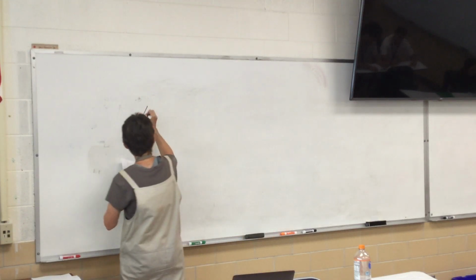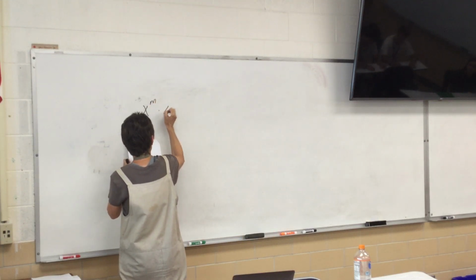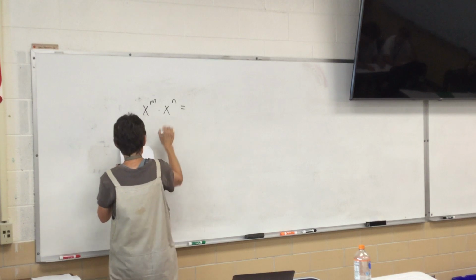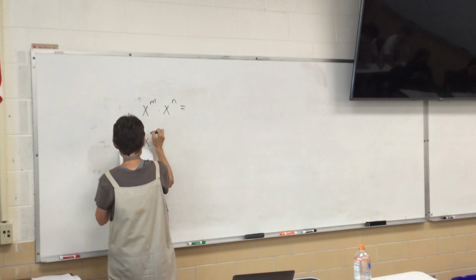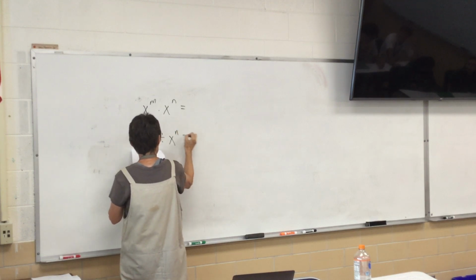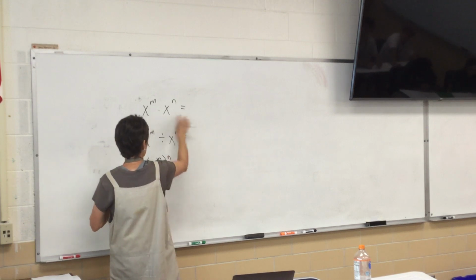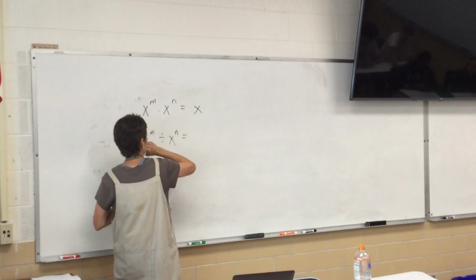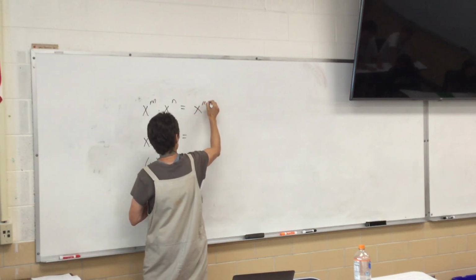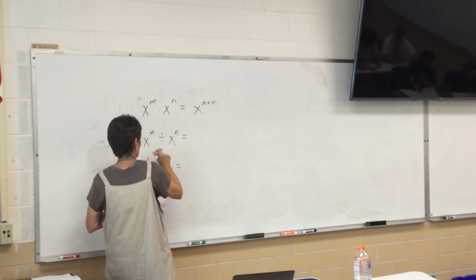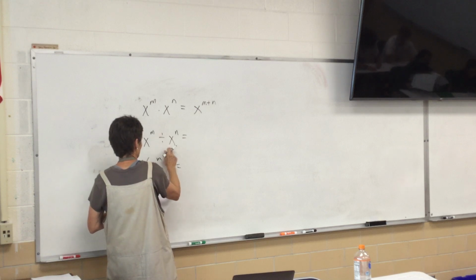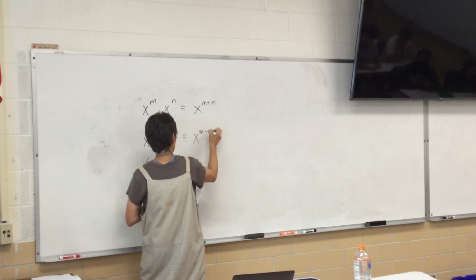Okay, who can tell me what we do when we multiply numbers with the same base? What do we do with their exponents? What would this equal? X to the what? M plus n. Very, very good. We add the exponents. What do we do when we divide the numbers? Subtract the exponents. Very, very good.